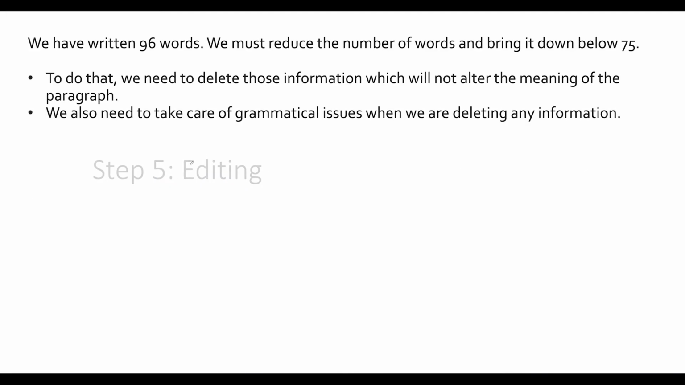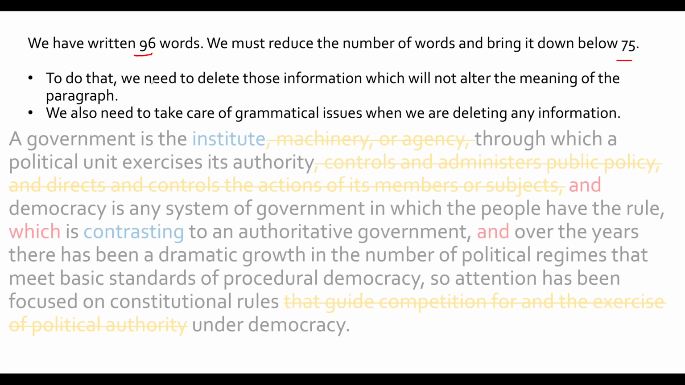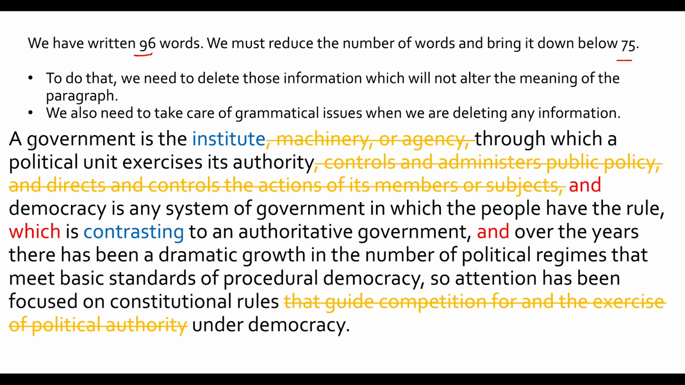Next step is editing. Why is editing needed? As I have counted that it is 96 words, I am allowed to write 95 words. Thus, I'm moving forward, and when I'm editing, remember I need to get rid of the words that are not important or that cannot impact the meaning. And hence, this is the result. What I'm doing is, a government is the institute or institution, whatever you'd like to say, institute, machinery or agency. So obviously machinery and agency easily fit within institute, through which a political unit exercises its authority, controls and administers public policy, and directs and controls the actions of its members or subjects.